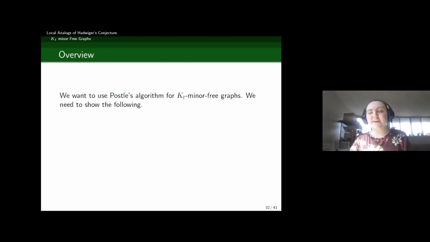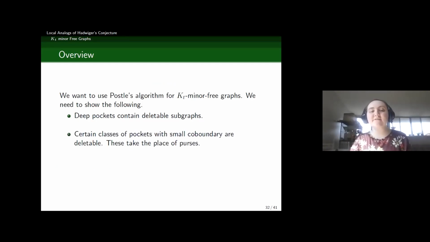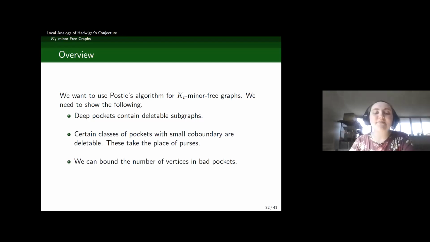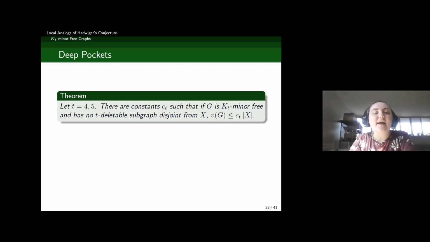So what we need to show here is that deep pockets contain deletable subgraphs. Certain classes of pockets with small coboundary are deletable. So this is because the notion of purses is very tied to planarity, and planarity is no longer really relevant here. And also that we can bound the number of vertices in bad pockets.